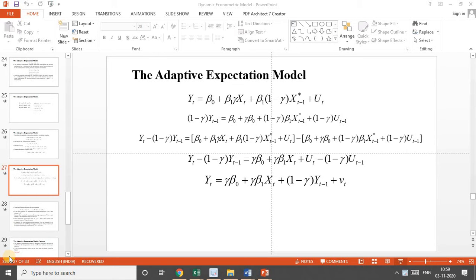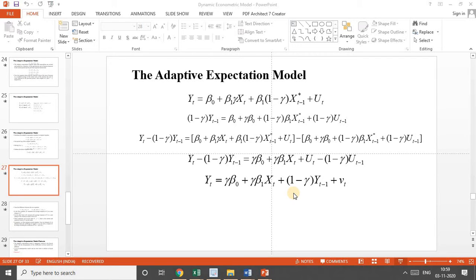So, in the last lecture, we discussed how we can rationalize the Koyck model by incorporating the idea of adaptive expectation. By incorporating the adaptive expectation hypothesis, or error learning hypothesis, we have converted an equation into yt is equal to gamma beta 0 plus gamma beta 1 xt plus 1 minus gamma yt minus 1.